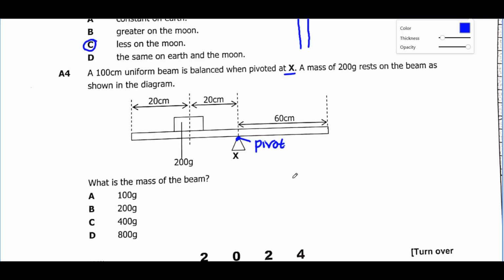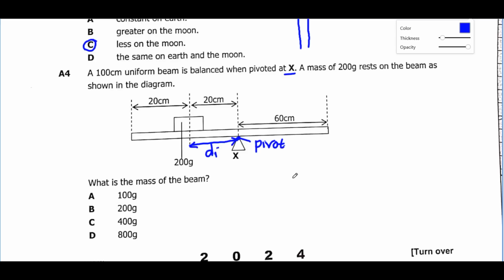The distance from the pivot to the point of action, the point of action is where the mass is hung, is called the distance. So we'll call this one distance 1. We need to find distance 2. So are we going to use the whole 60 centimeters, or maybe there is something that we need to do?